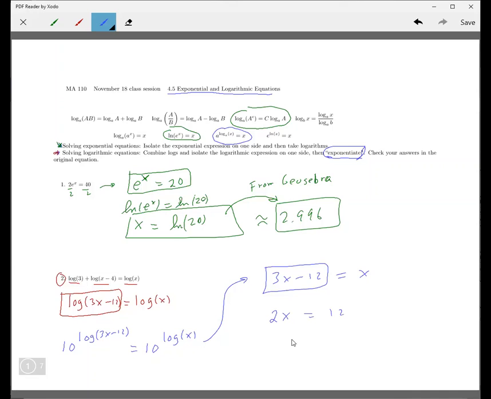Bring that 12 to the right side, and there you go. Now, the answer is 6. Now, with this one, I did emphasize that you need to check your answers in the original equation. Sometimes you'll do things that could introduce extra solutions. Like, for example, if you combine logarithms together, sometimes this new equation will have solutions that the original equation did not have.